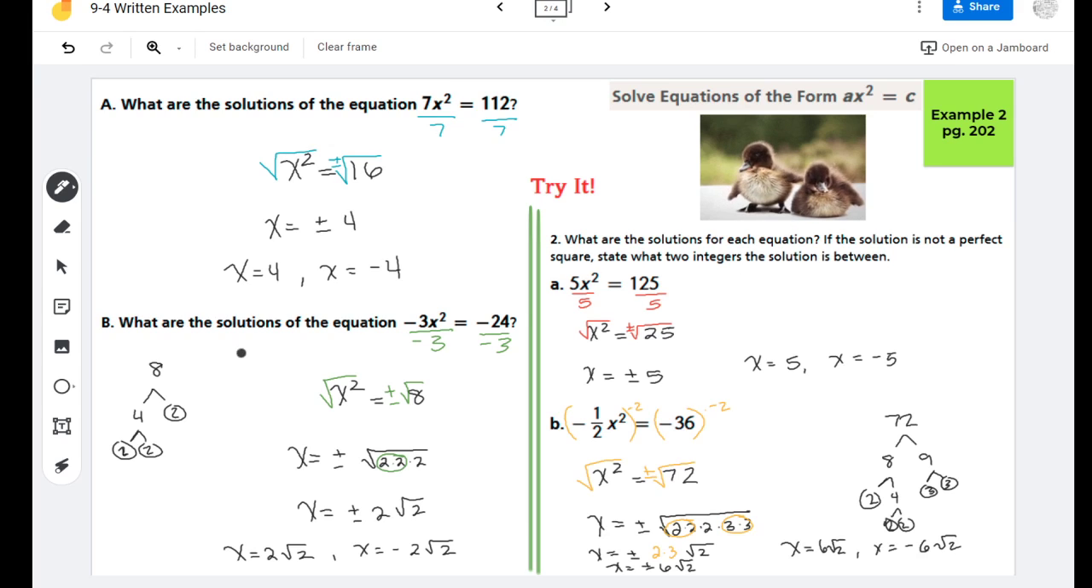So there we have it. That's how to solve equations that are written as ax squared equals c. Until next time.